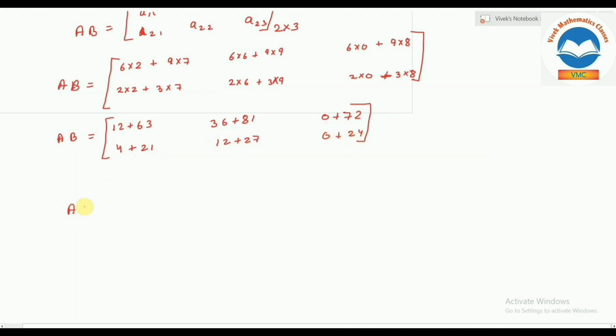So we will simplify again. We will add this. So AB will be what? 12 plus 63 will be how much? 75. Here 36 plus 81 will be how much? 117. Next 0 plus 72 will be 72 only. Here 4 plus 21 will be 25. Next 12 plus 27 will be 39. Next 0 plus 24 will be 24 only. So this will be your AB matrix. Order will be 2 cross 3. This is our answer.